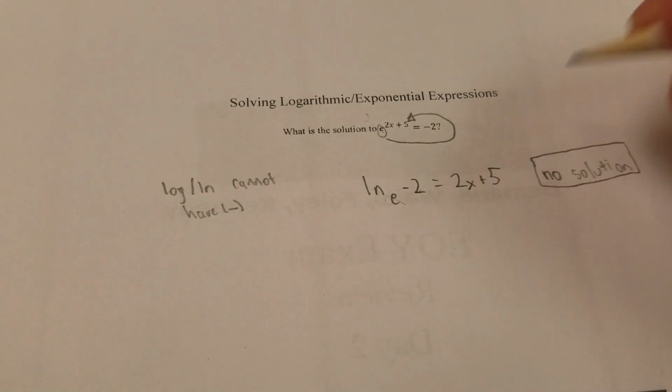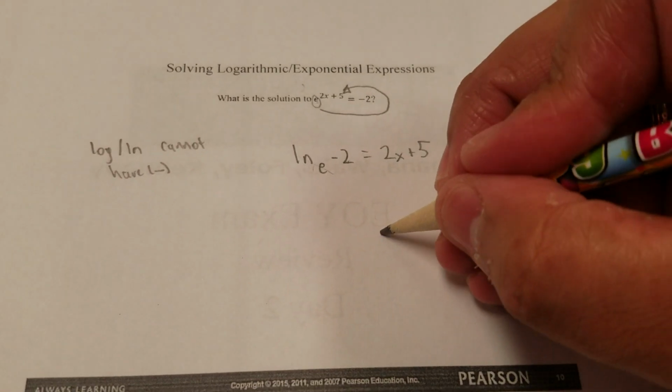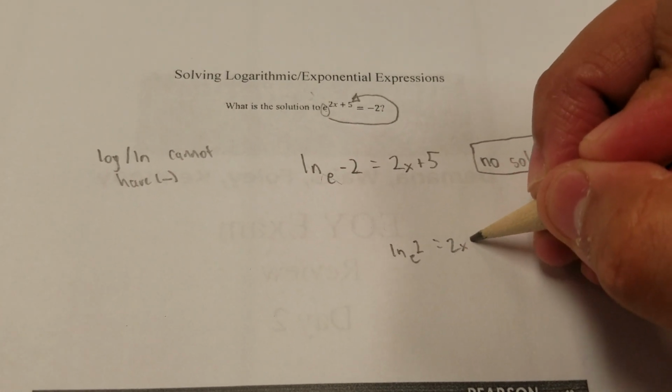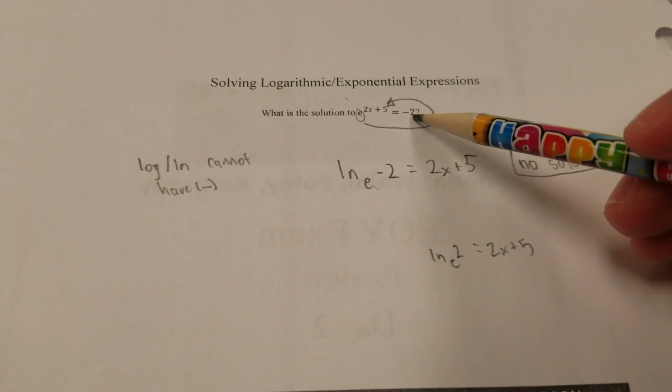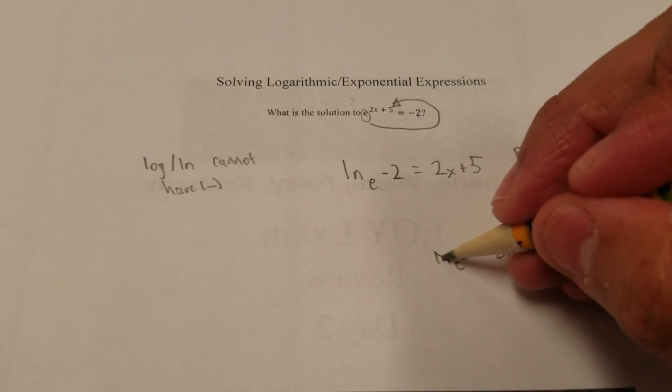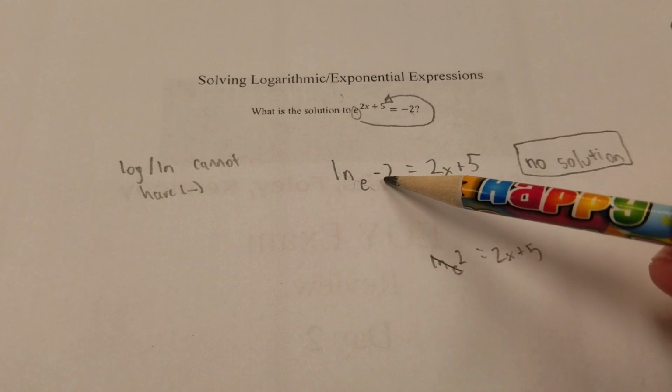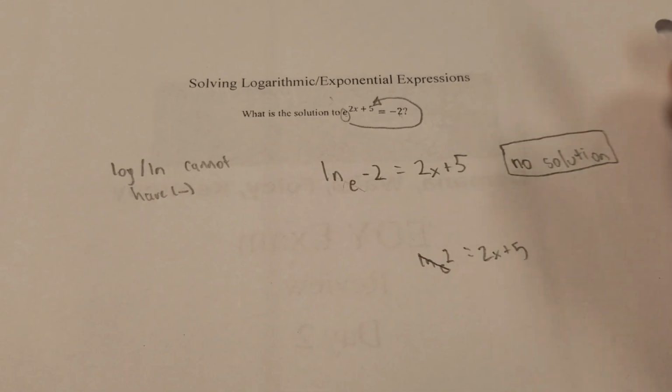Okay, had this been a +2 instead of a -2, well then I would cancel the 2 and solve for x like that. But because the negative is in here, this is no solution.